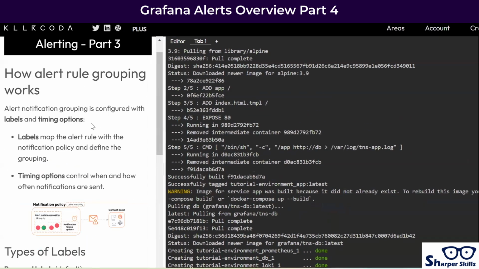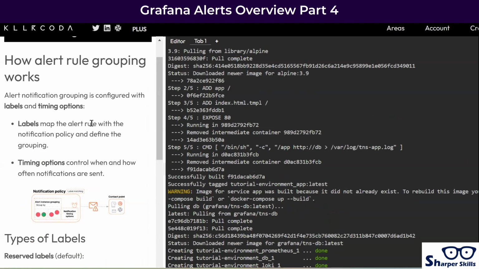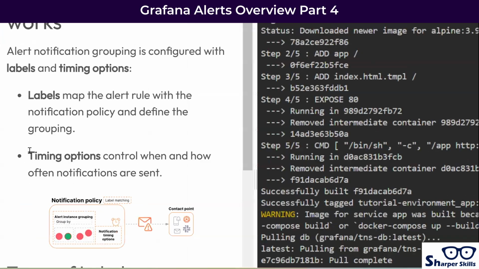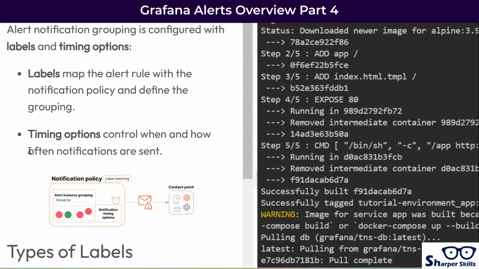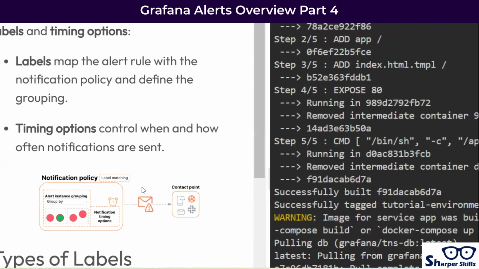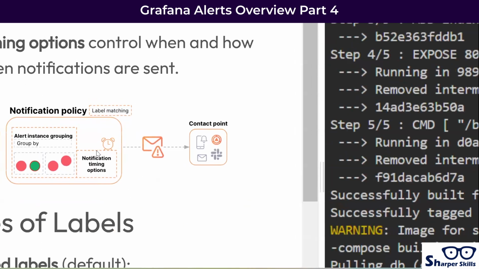Now let's first understand how this grouping works and how we can configure it with the help of labels and timing options. When we talk about labels, like in the previous section, we had two labels: one, the device desktop, second, the device mobile. So labels map the alert rule with the notification policy and define the grouping that we want to do. On the other hand, timing options control when and how the notifications are sent.